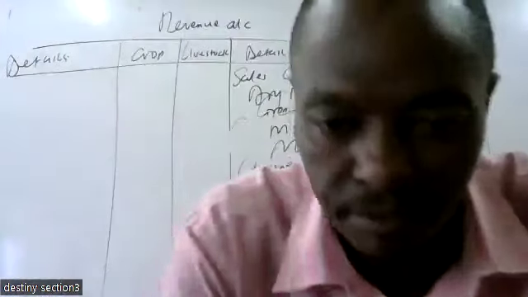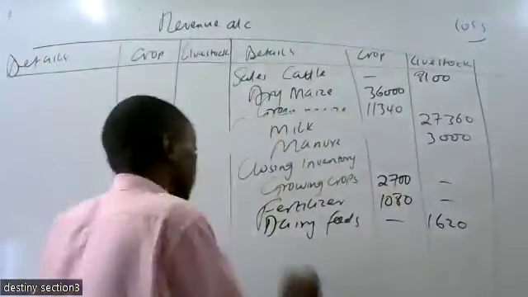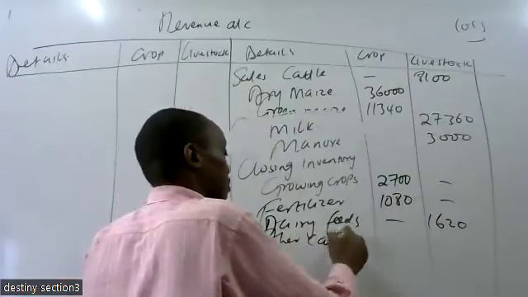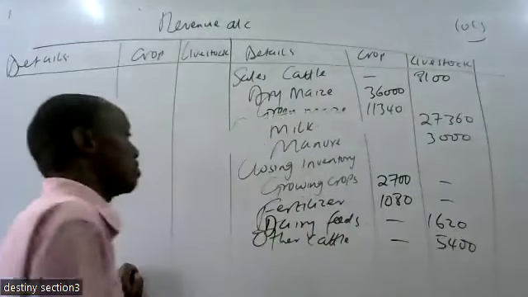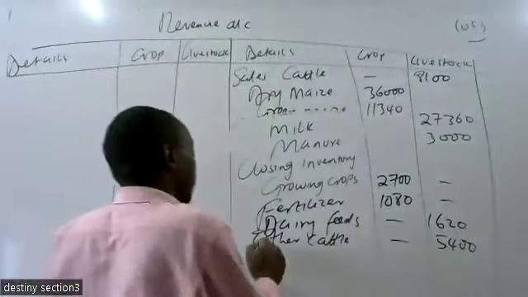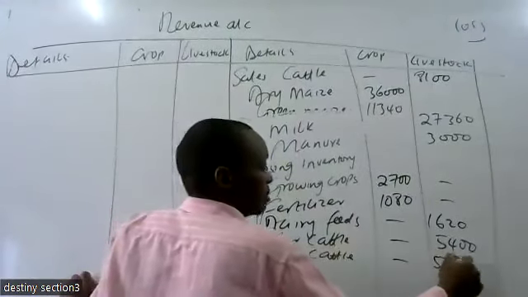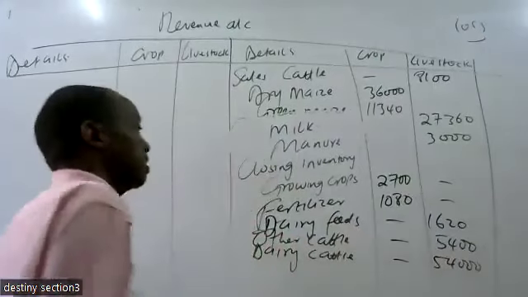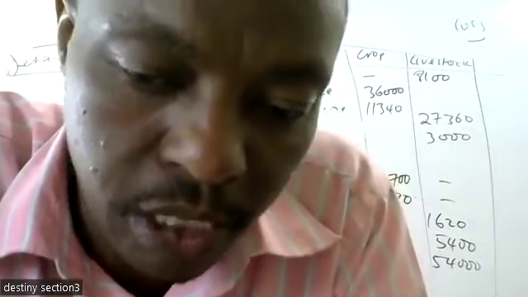Anything else? Other cattle, 5,400. It goes to livestock. Dairy cattle, 54,000. I think we are done. I don't think there is any other closing inventory.